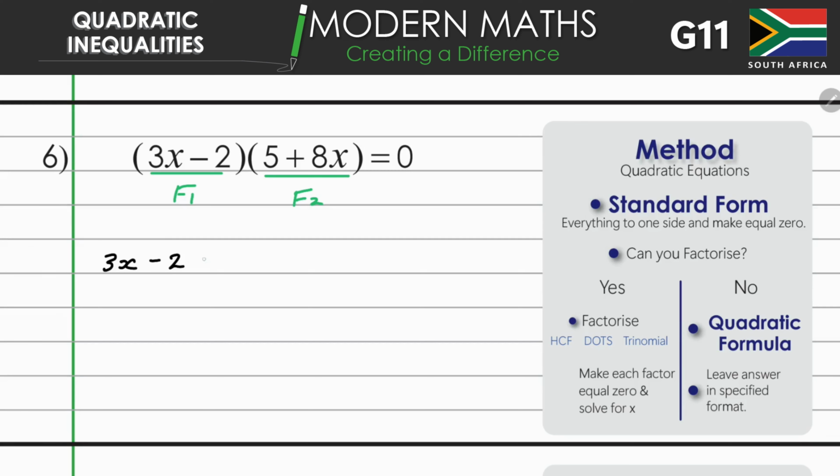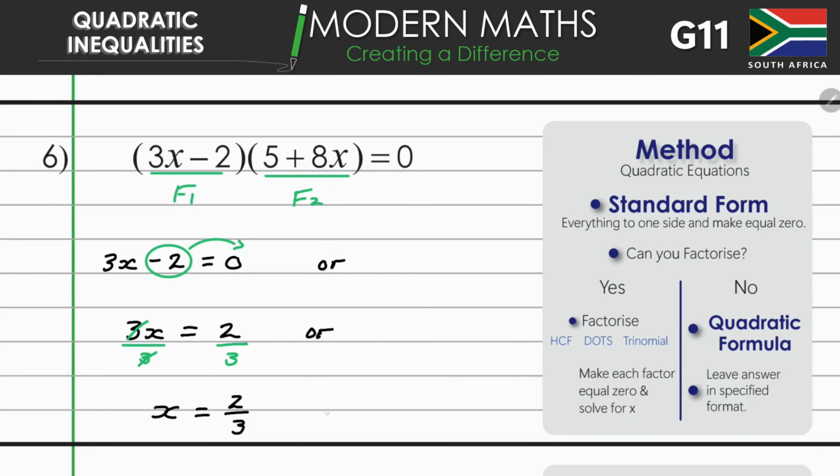So I make the first one equal to 0, 3x minus 2 equals 0, and I'm going to take the minus 2 over. When I take the minus 2 over, it becomes positive 2. So now I have 3x equals positive 2, and then I divide both sides by 3 to get x by itself. When I divide both sides by 3, the 3's on the left hand side cancel, and I get x equals 2 over 3 as my first solution.